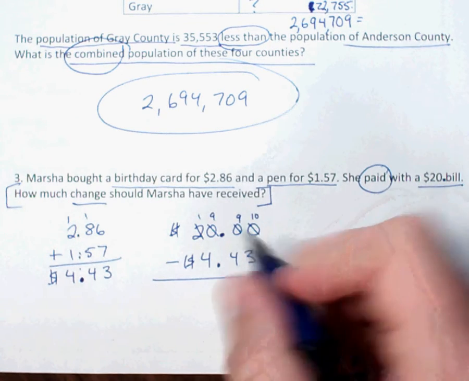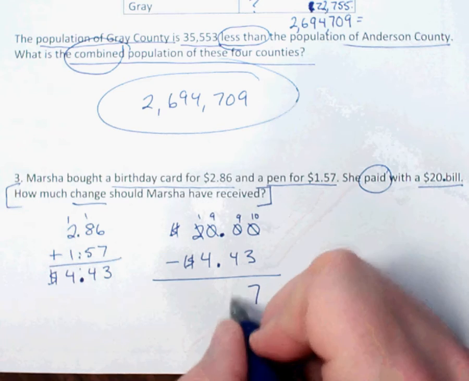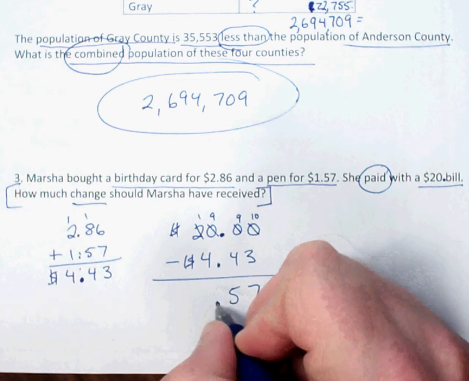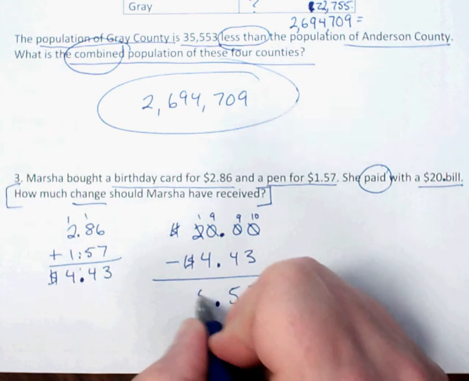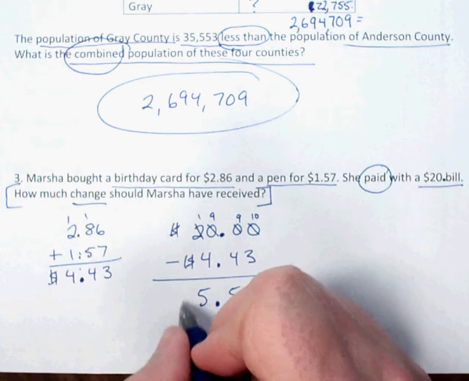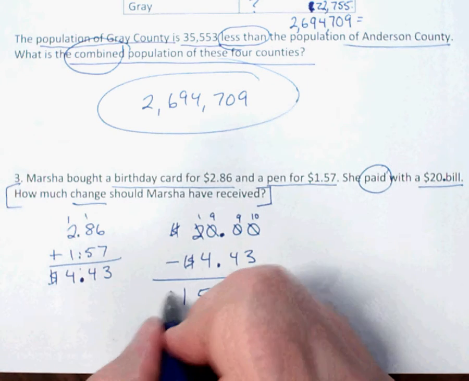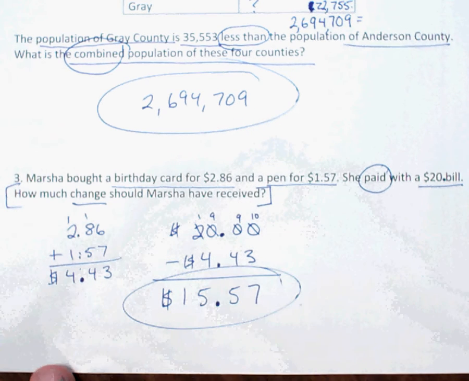All right, 10 minus 3 is 7. 9 minus 4 is 5. Make sure my decimals lined up. 9 minus 4 is 5 again. And my 1's all alone, so we get $15.57.